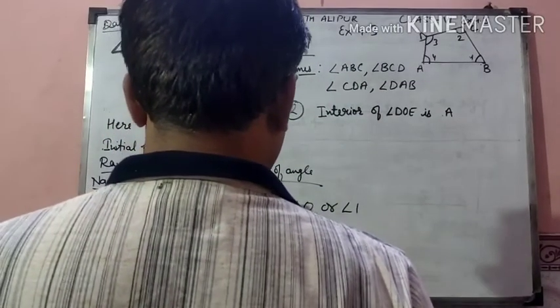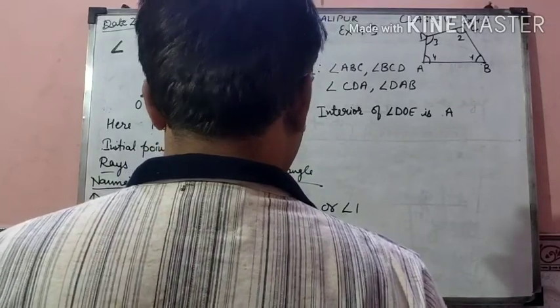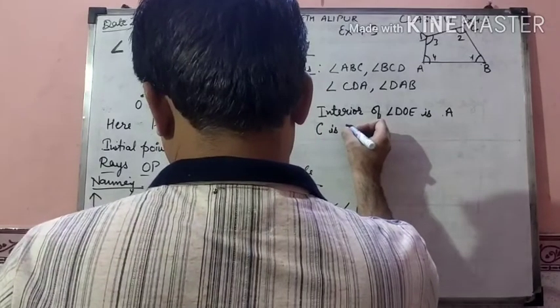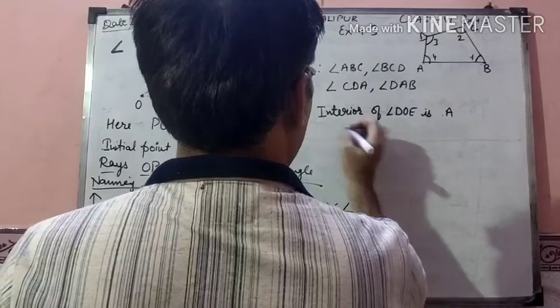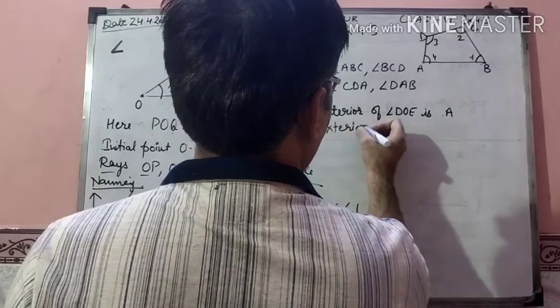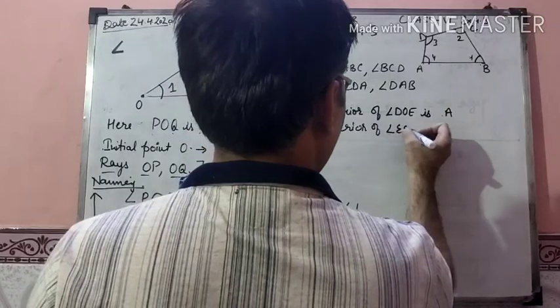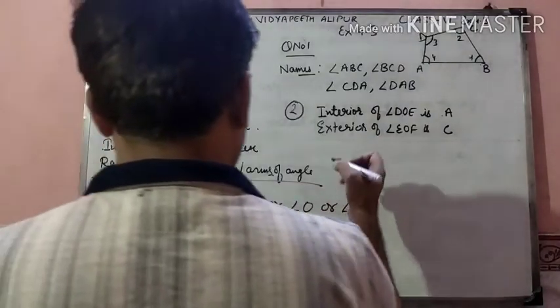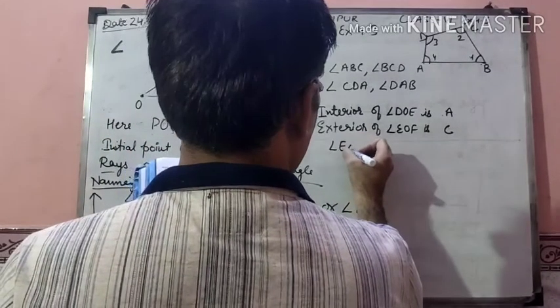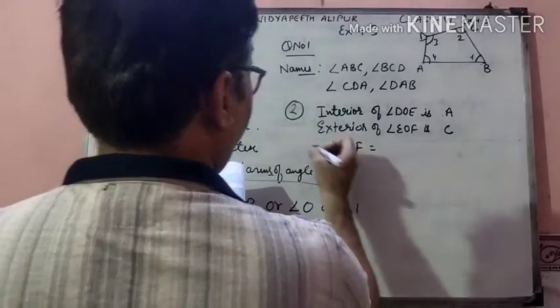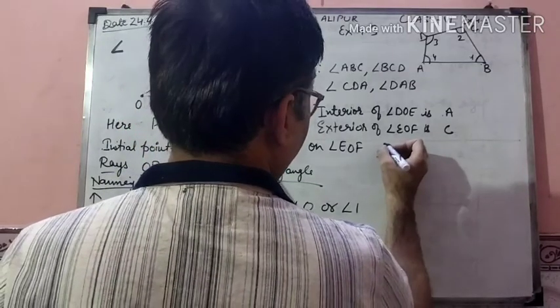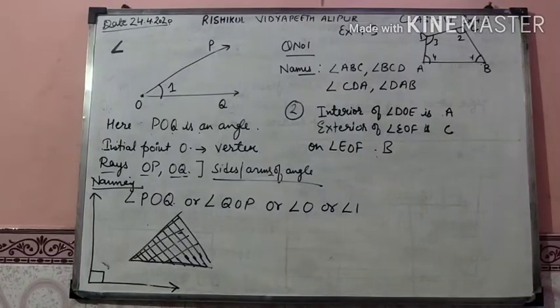Which is the exterior of EOF? C. The exterior of EOF is C. And on EOF, which point do we have, students? On EOF, which point is there? B.